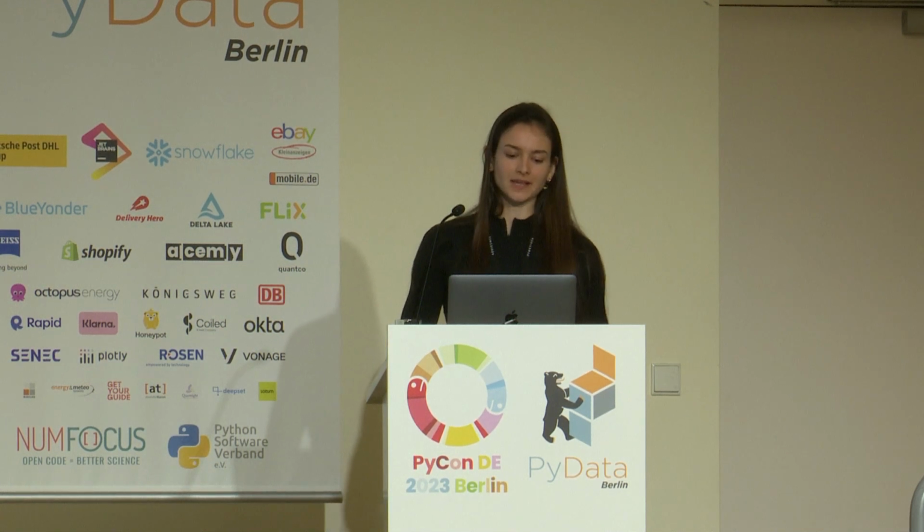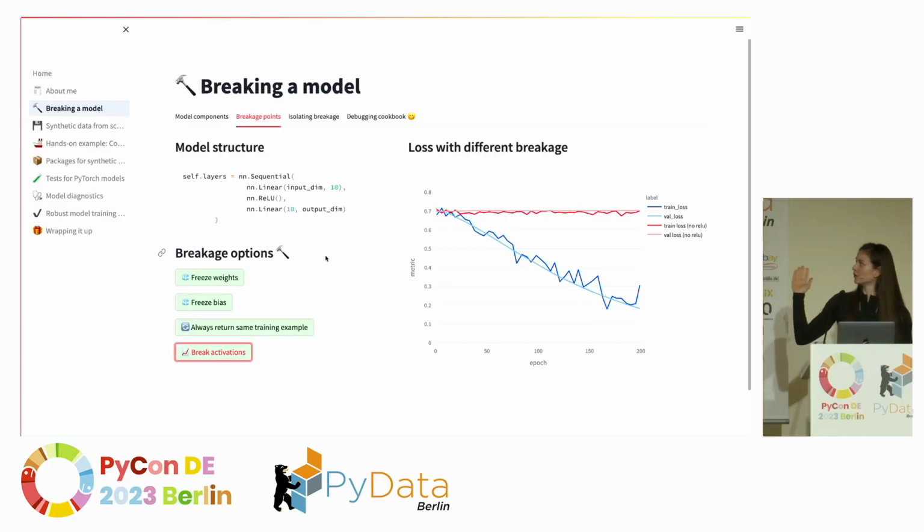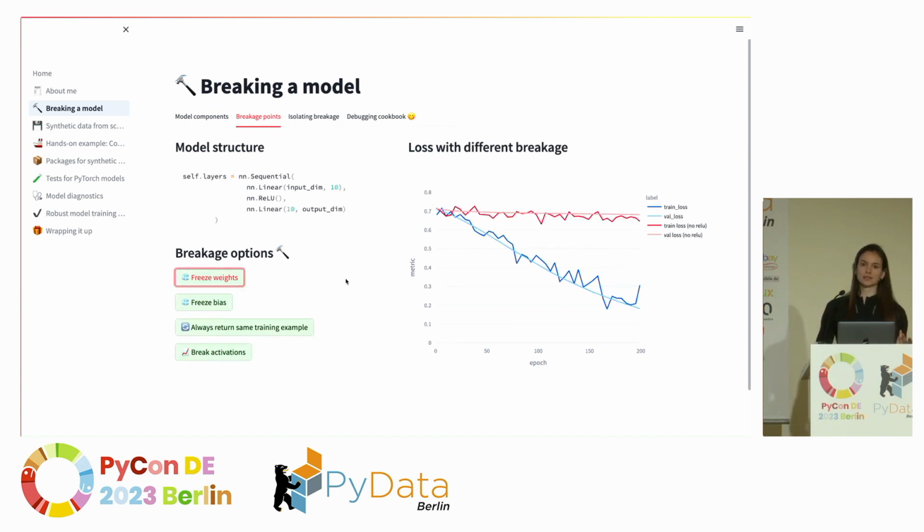And now let's break our activation functions. So I'm just getting rid of my ReLU here. And this is quite interesting. The red loss now looks almost the same as in the scenario when I had been freezing my weights. So this is a very important issue: by just looking at my loss curves, I can see that something is wrong, but not really what is going on. And then my whole trouble basically begins.